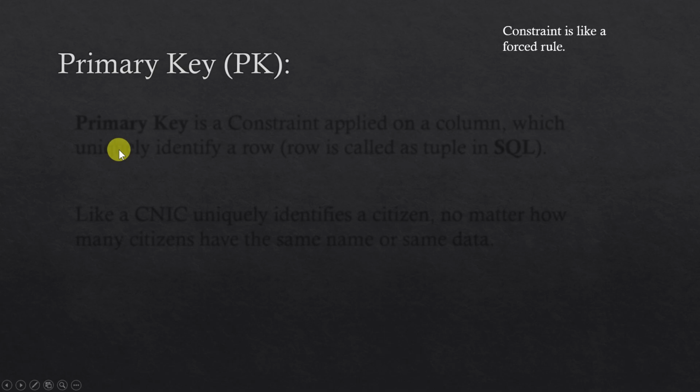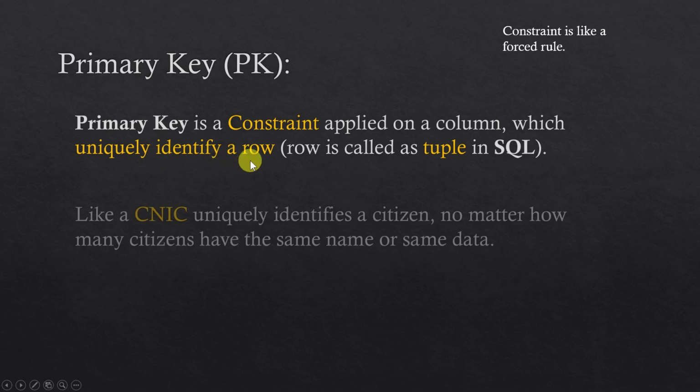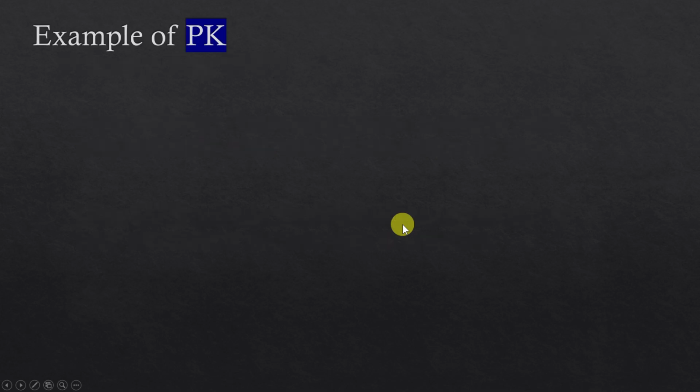So let us look at what a primary and foreign key are. We have a video regarding this topic, but let's just repeat it in an instant. A primary key is a constraint which is applied on a column, and the column should uniquely identify a row. Just like a CNIC number uniquely identifies a citizen. No matter how many citizens have the same name or data, the CNIC will still uniquely identify them.